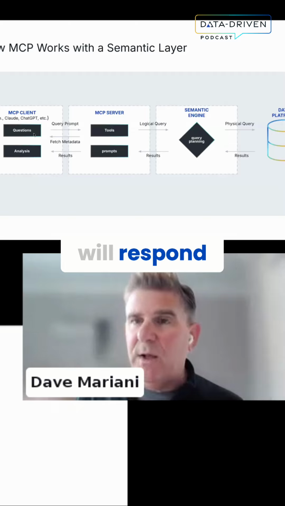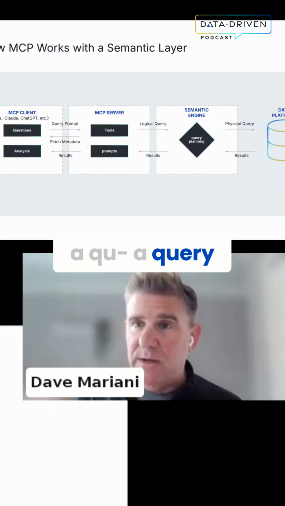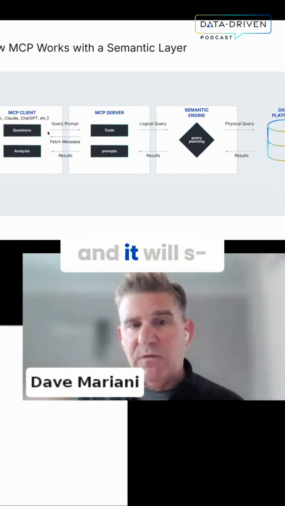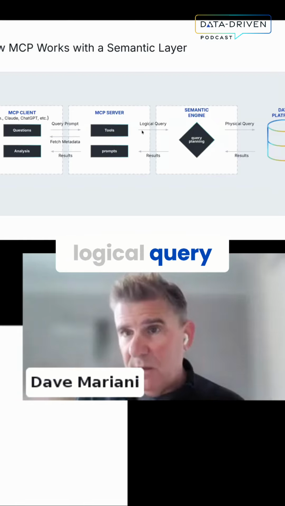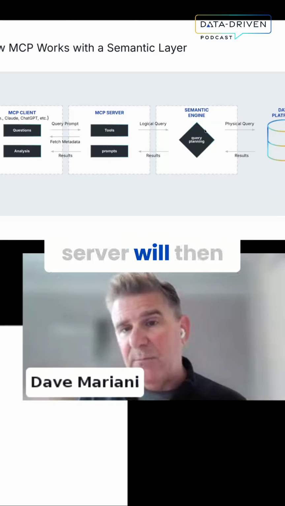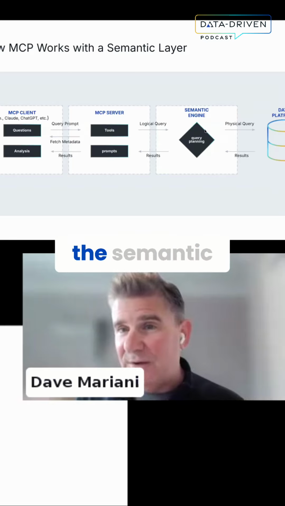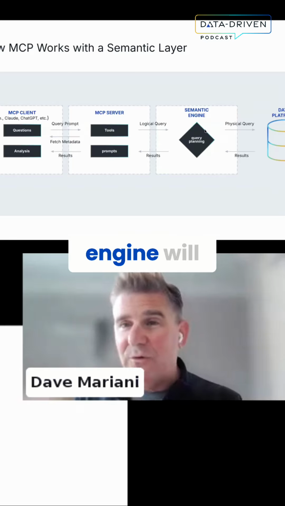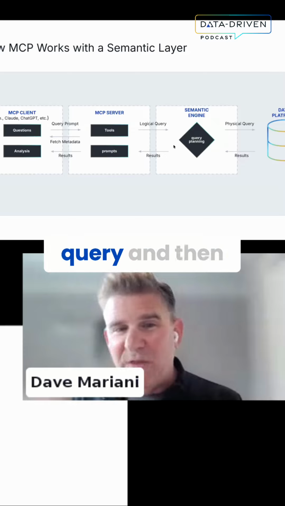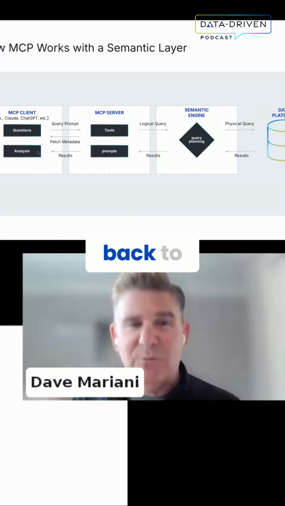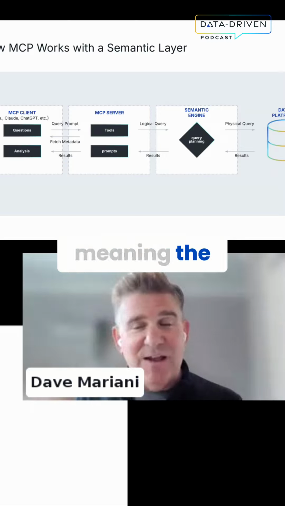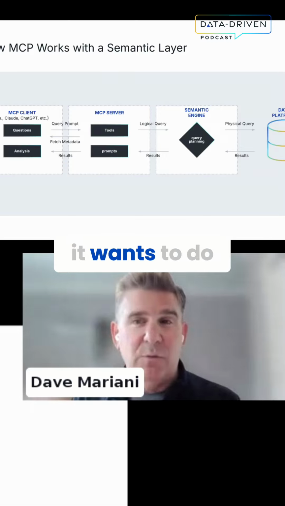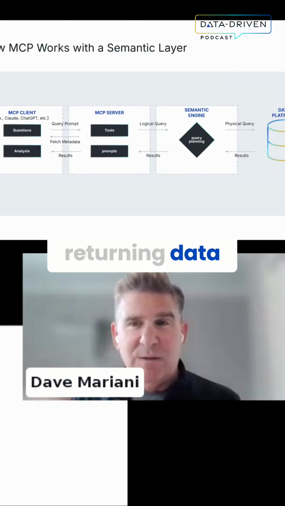Claude then will respond to a user asking a question, and it will send that question to the MCP server as a logical query. And then the MCP server will pass that logical query to the semantic engine. The semantic engine will turn it into a physical query and then return the results back to the MCP client. And the MCP client, meaning the LLM, is going to do whatever it wants to do with the returning data. And what you're about to see is it can do some pretty amazing things with it.